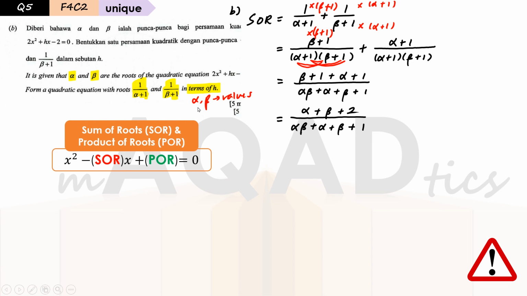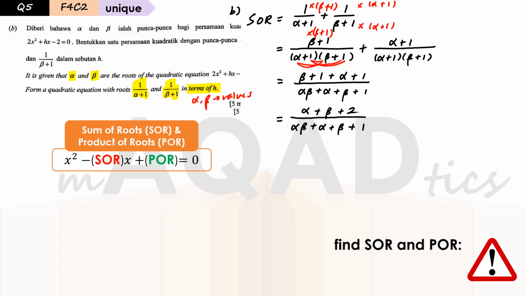And just now we mentioned that alpha and beta must be changed to values. So how are we going to find the value of alpha and beta? Here we actually didn't use this equation yet. And now it will be the best time to use it, because this equation is a quadratic equation and it also follows this rule. It will be useful for us if we can find out the SOR and the POR in two ways.